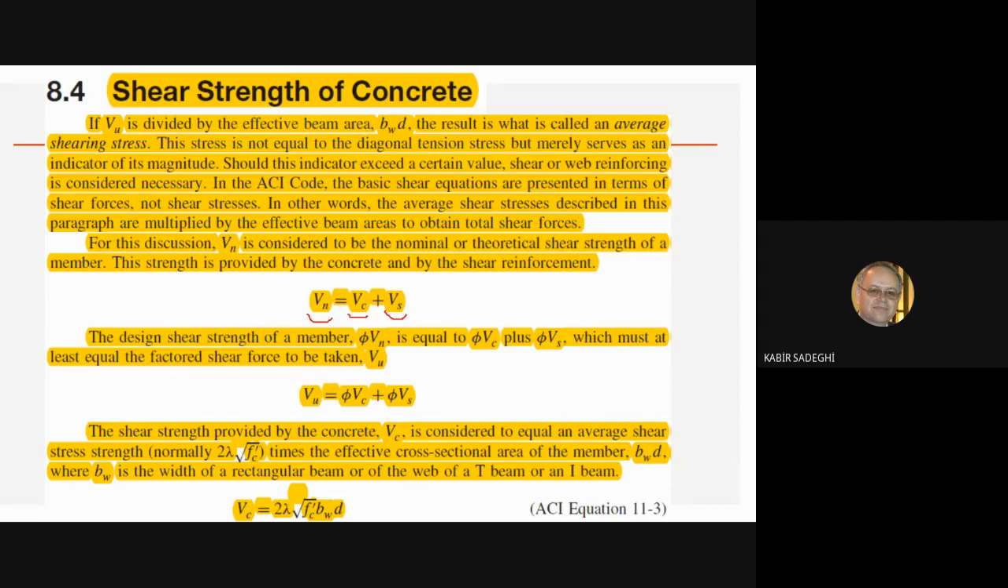And you remember that when we have the ultimate shear force, it equals phi times Vn. Therefore, Vu equals phi times Vn. Phi is a reduction factor, but it's not 0.9 like bending. You will see that it's 0.75, it's different. Therefore, phi Vn has two components. Phi Vc depends on the concrete in this section, and phi Vs on the shear reinforcement in the section.